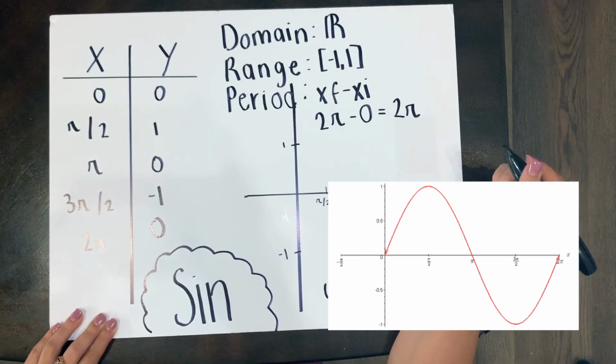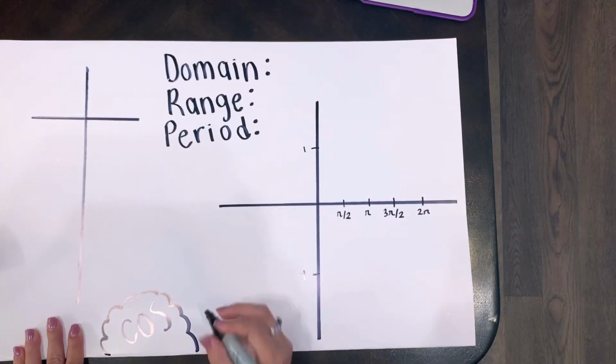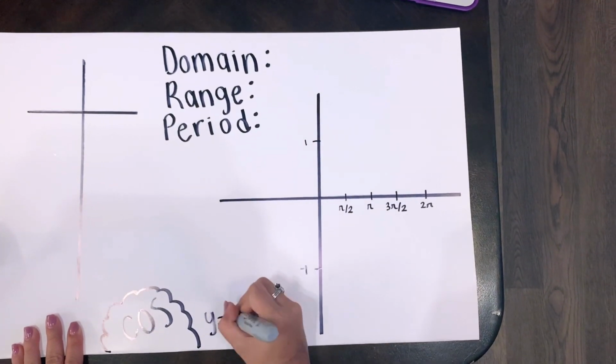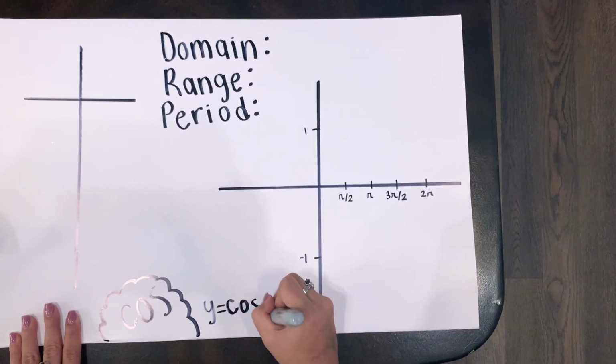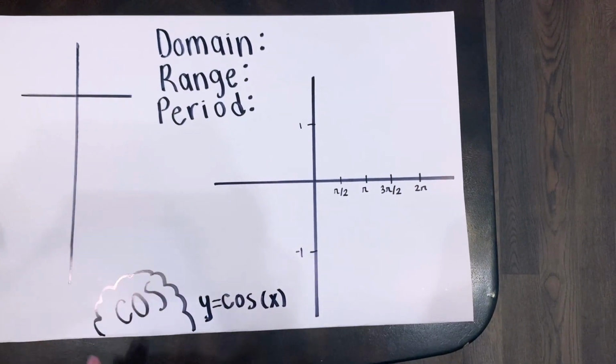Great! Now we have finished and it's time to learn about cosine. The next trigonometric function we'll be learning about is cosine. The equation is y equals cosine of x, and cosine's parent function's x values are the axis radian values of the unit circle.